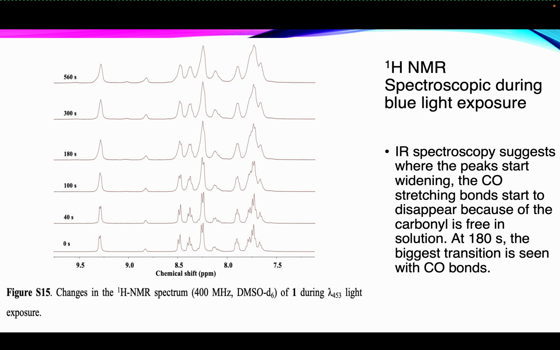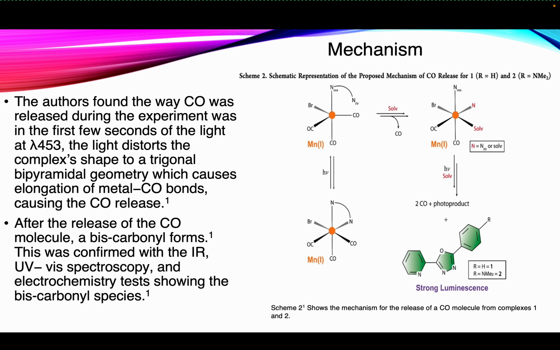During the actual blue light exposure, you can notice some peak changes that were starting to occur from the time at 0 seconds to 560 seconds, suggesting that as the peak started to widen, the carbon monoxide stretching bands started to disappear because the carbonyl is now free in solution, and the peaks start to widen as a result. The mechanism the authors found was that the carbon monoxide was released during the first few seconds of light exposure.